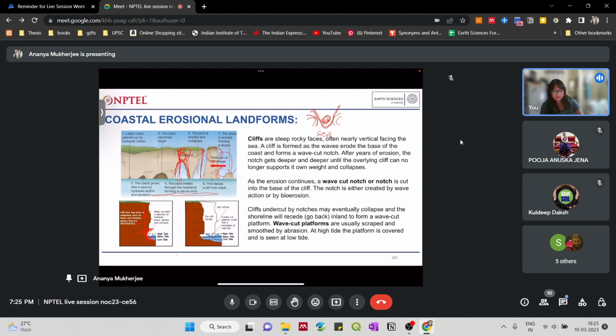And what you can call this now is the wave cut platform. It's like a platform, and it is made by the wave action and the retreat of the cliff face.